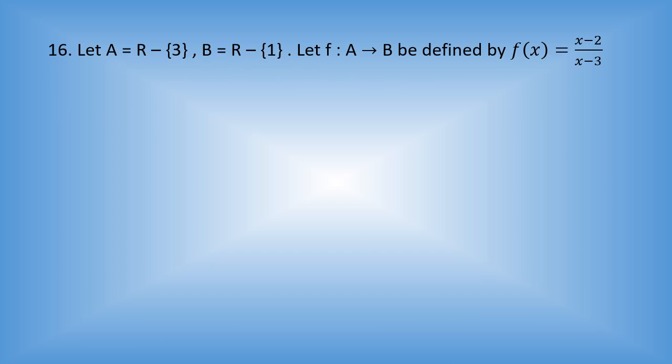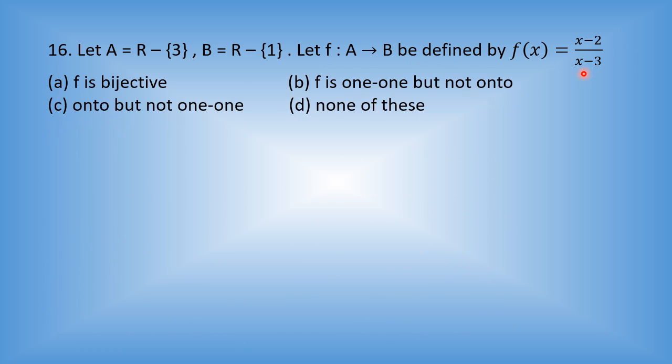The next one is, let A be the set of all real numbers other than 3, B the set of all real numbers other than 1, and f is a mapping from A to B defined by f(x) = (x minus 2)/(x minus 3). We have to check whether f is bijective, that is one-one and onto. F is one-one but not onto, onto but not one-one, or none of these.